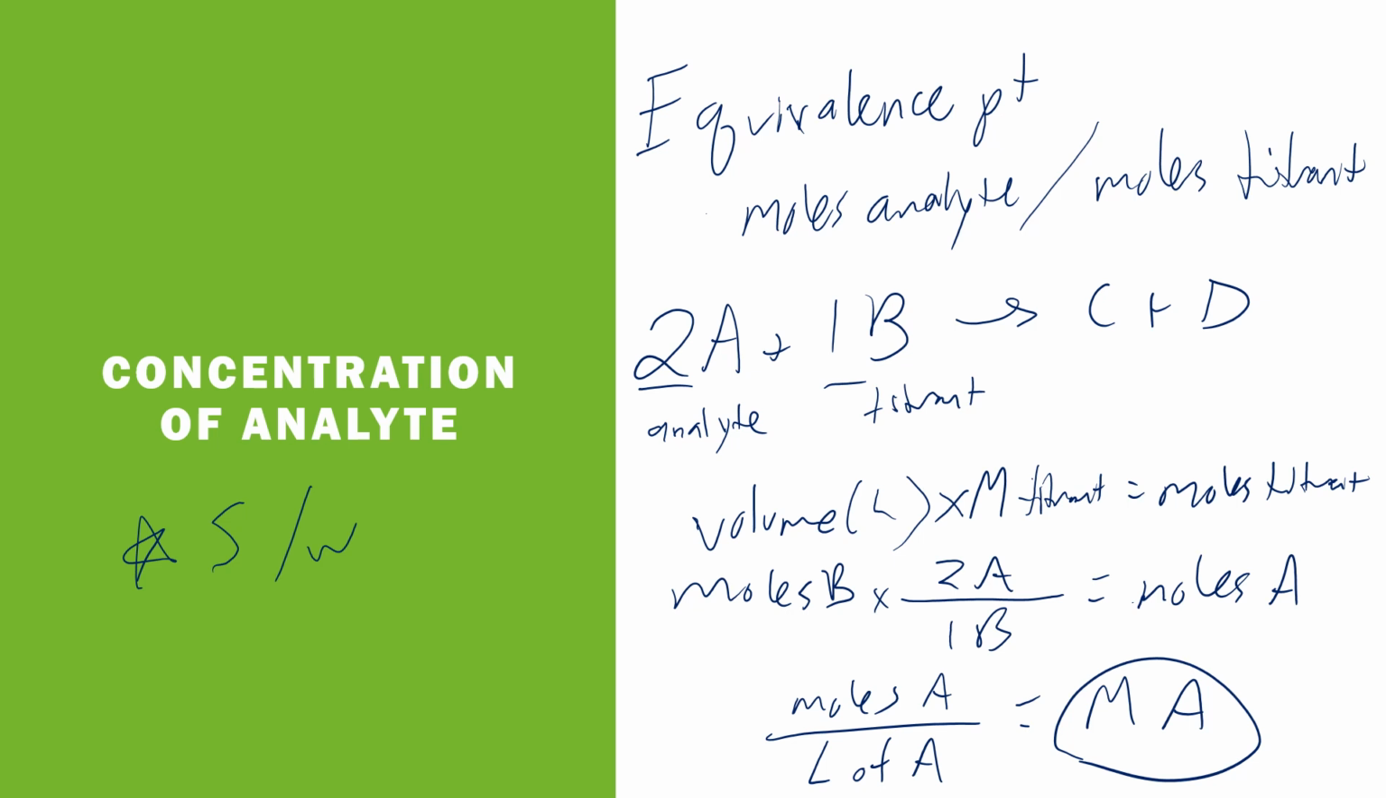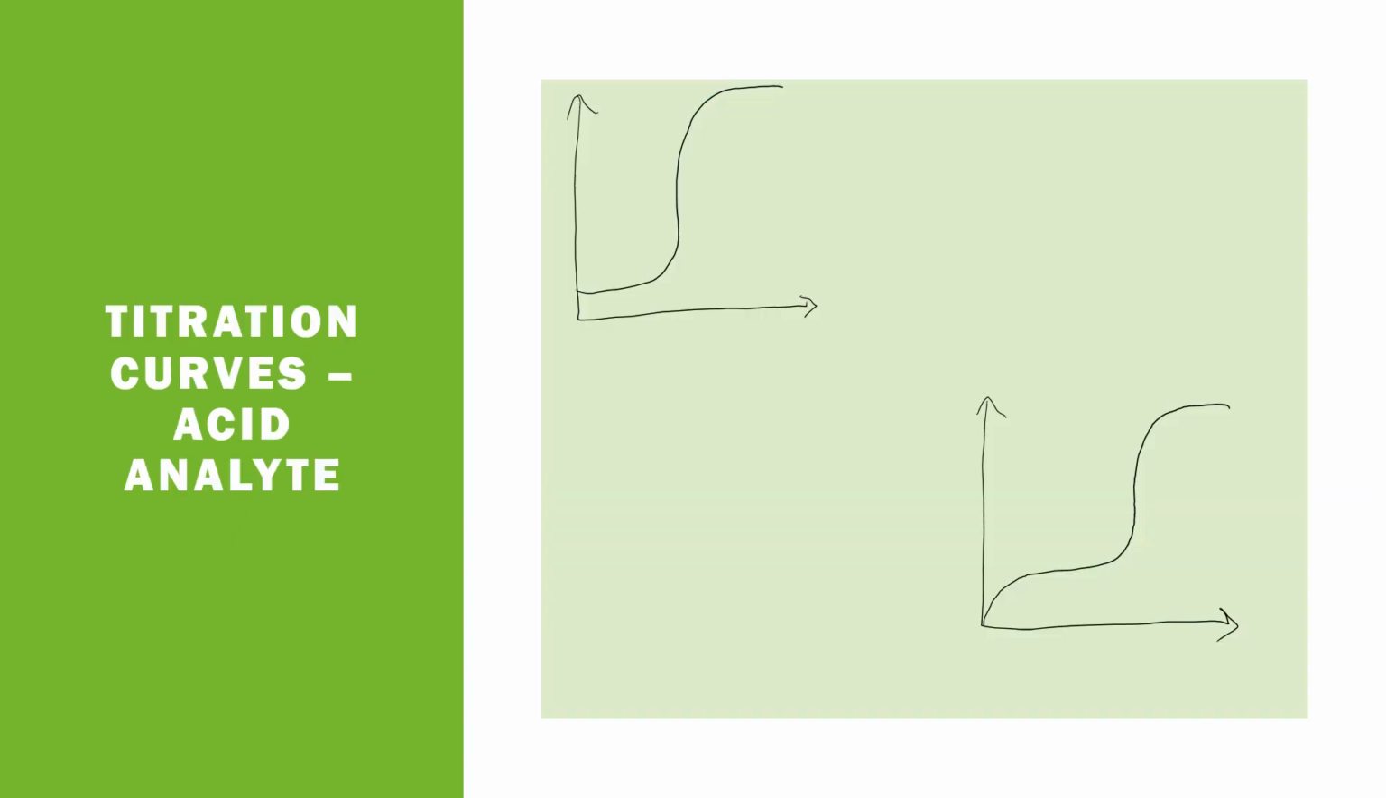So when you're figuring out the concentration of the unknown solution, it doesn't matter if it's strong or weak, you're just looking at the moles. What does matter when it's a strong or weak acid or base is the pH throughout the titration. That's going to be different. It's just how you calculate your concentration is the same.